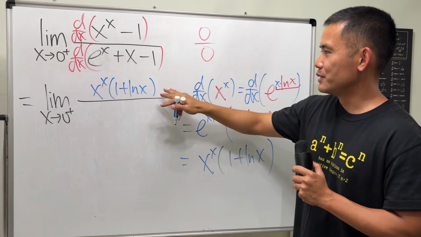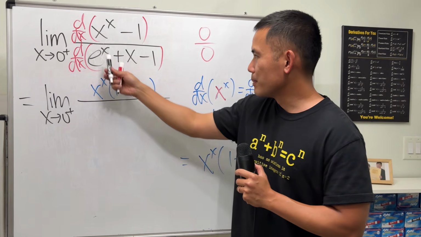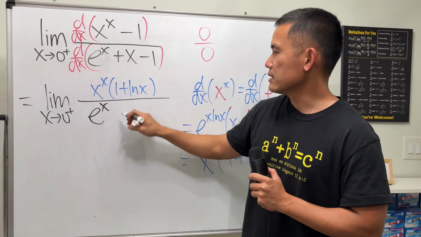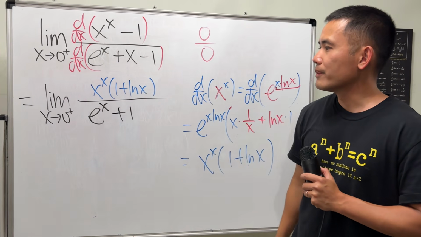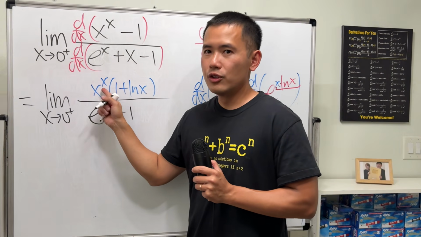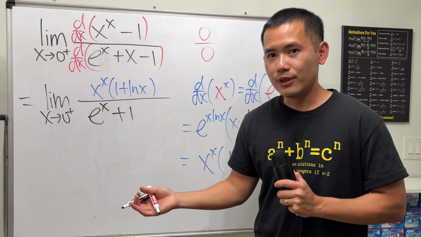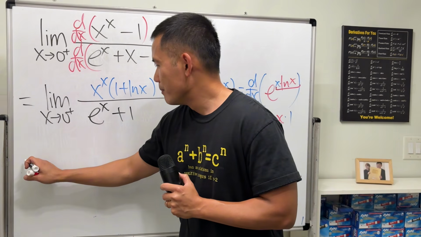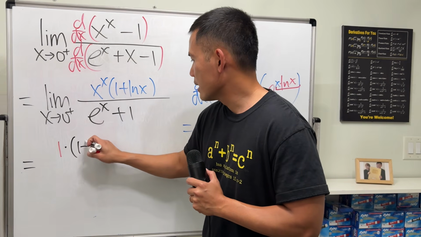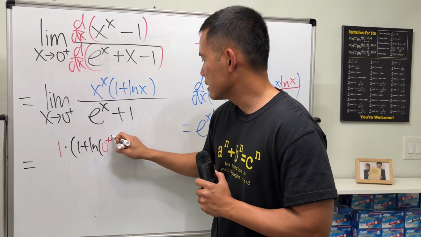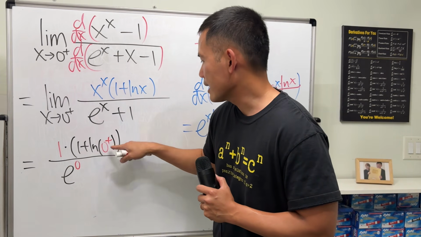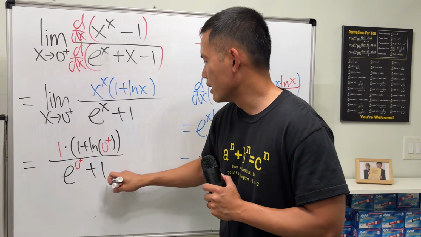The derivative of minus 1 is just 0. Then on the bottom, you get the derivative of e to the x, which is e to the x, and the derivative of plus x is just plus 1, and the derivative of this is just 0. Now, you're plugging 0 into all the x's. This is going to be 1, per our computation earlier, which we did legitimately. So you have 1 times 1 plus ln of 0 plus, and then over e to the 0, well actually, 0 plus right here doesn't matter, and then plus 1.